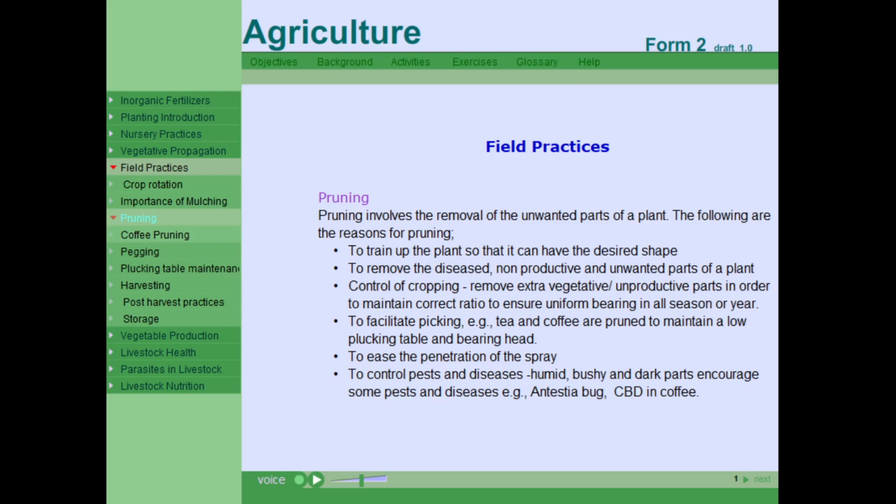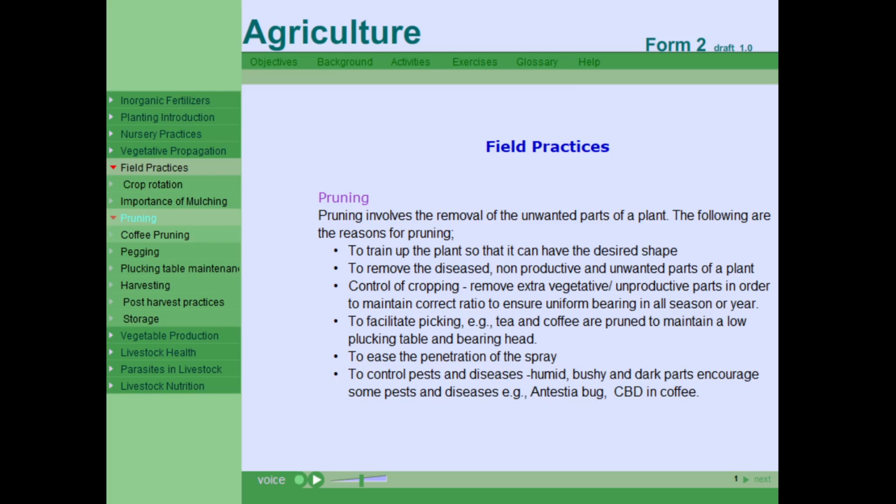This removes extra vegetative or unproductive parts in order to maintain correct ratio to ensure uniform bearing in all seasons or years. To facilitate picking, for example, tea and coffee are pruned to maintain a low plucking table and bearing head. To ease the penetration of the spray and to control pests and diseases.